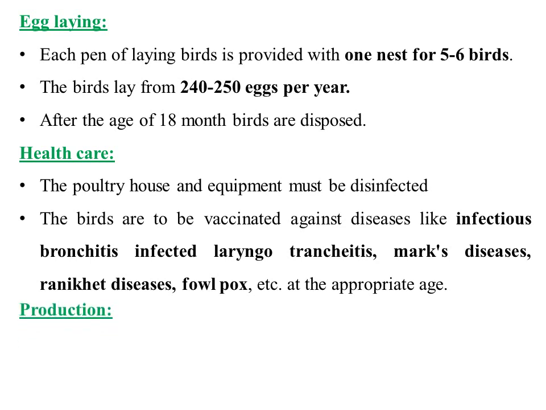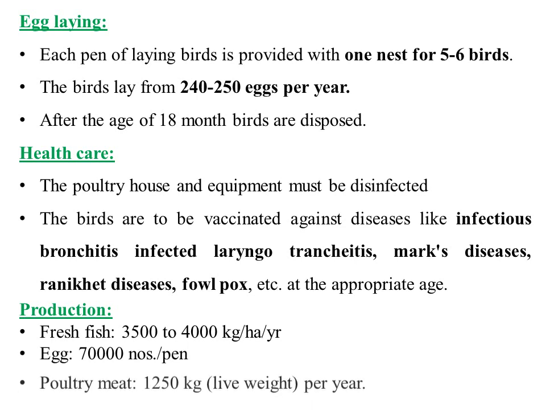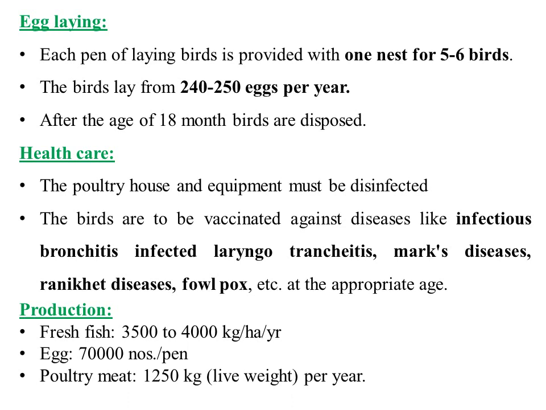So by this method of integrated poultry cum fish farming system, we can get fresh fish of 3,500 to 4,000 kg per hectare per year, an egg production of 70,000 numbers per year, and poultry meat of 1,050 kg per year.